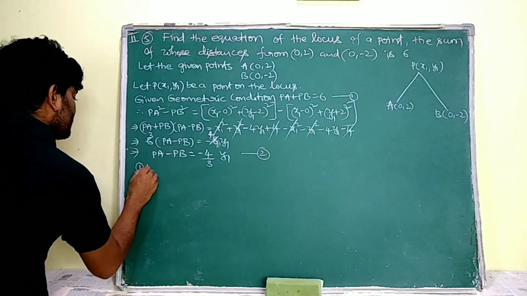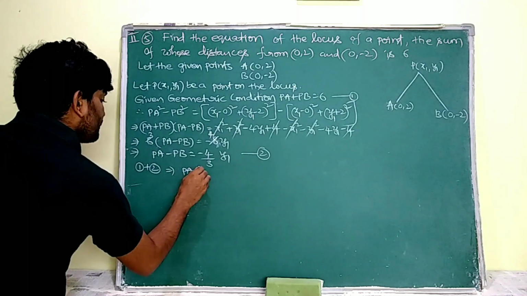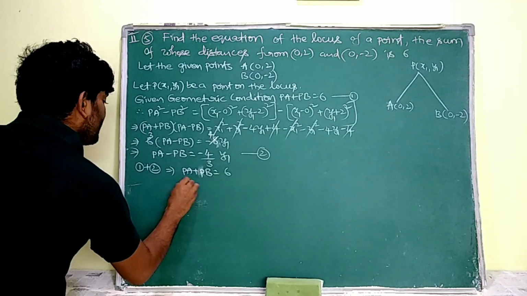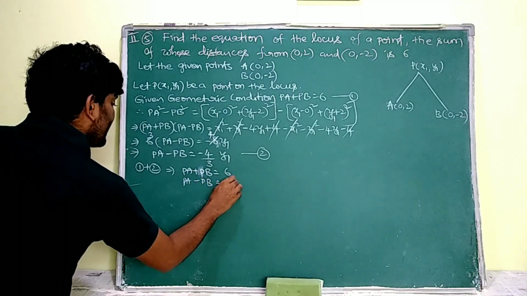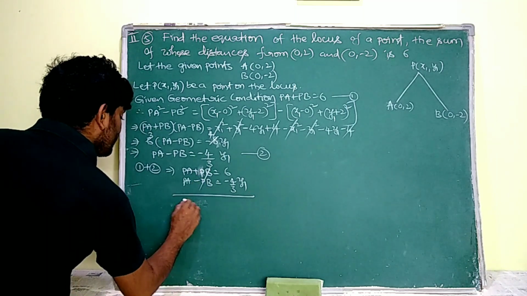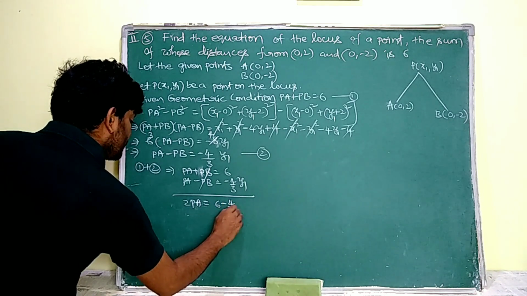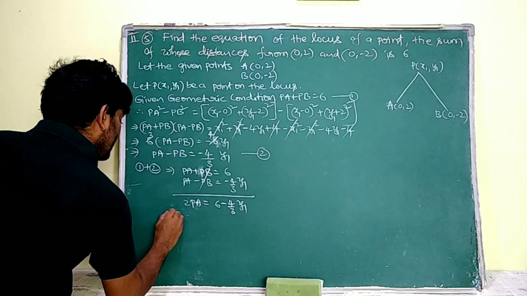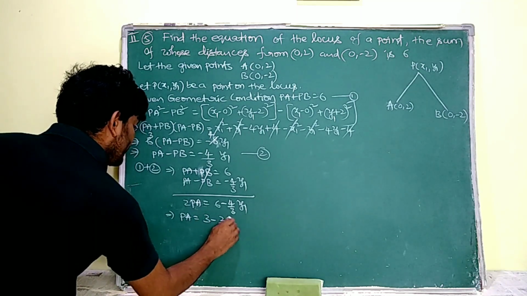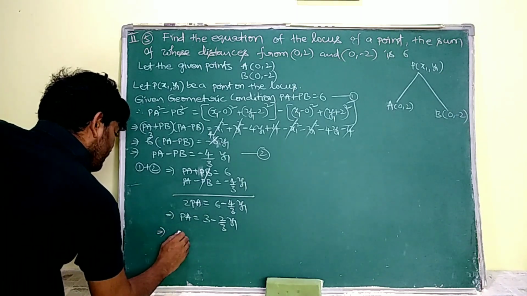Now just do 1 plus 2. PA plus PB is equal to 6. PA minus PB is equal to minus 4 by 3 y1. So here these two PBs are going to be cancelled. Then 2PA is equal to 6 minus 4 by 3 y1. That implies PA is equal to 3 minus 2 by 3 y1. Now squaring on both sides.